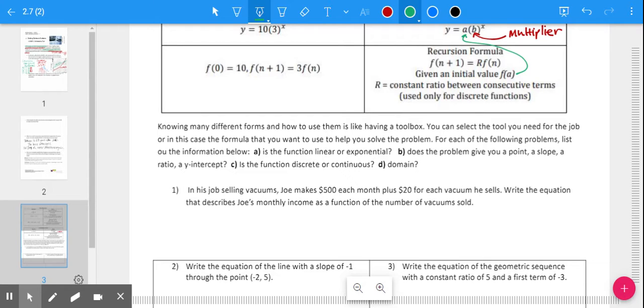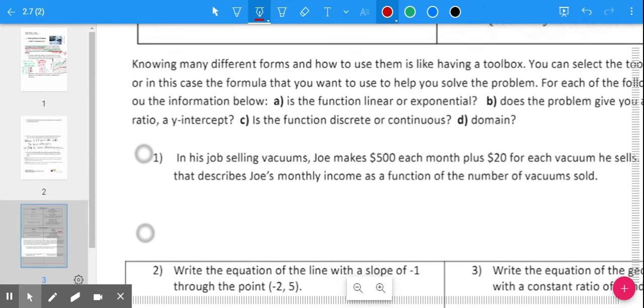For each of the following problems, list out the information. A, is the function linear or exponential? B, does the problem give you a point, a slope, a ratio, or a y-intercept? And C, is the function discrete or continuous? Lastly, D, the domain. So in his job selling vacuums, Joe makes $500 each month plus $20 for each vacuum he sells. So part A, linear or exponential.